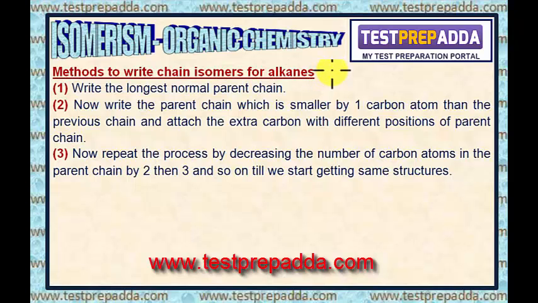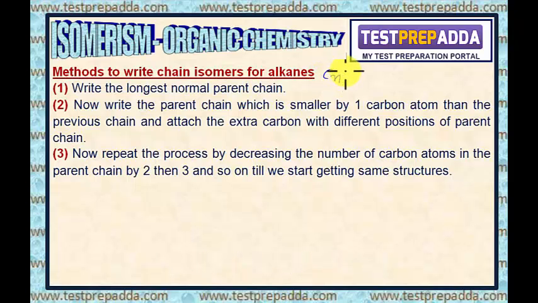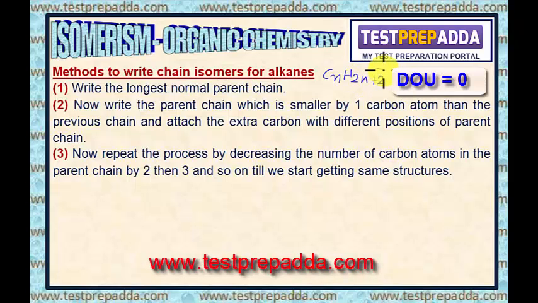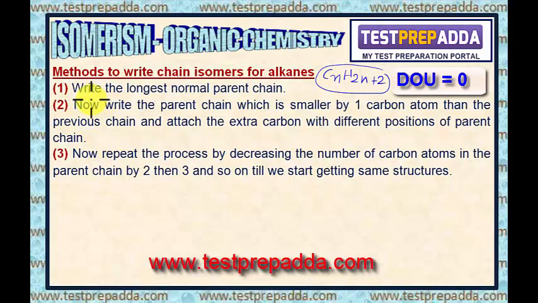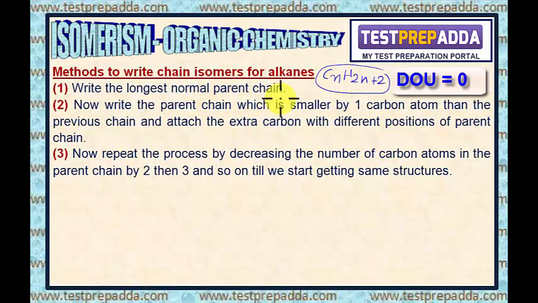As we know, alkane molecular formula is CnH2n plus 2. What will be degree of unsaturation? Means no double bond, no triple bond, and no ring. Okay. What is the first step? Write the longest normal parent chain.